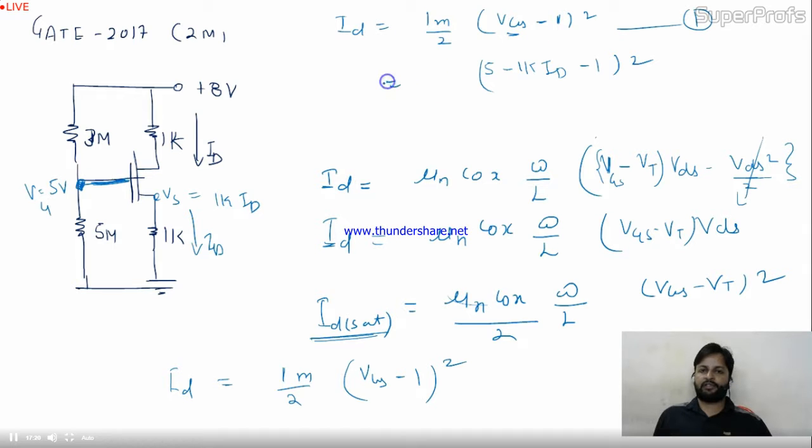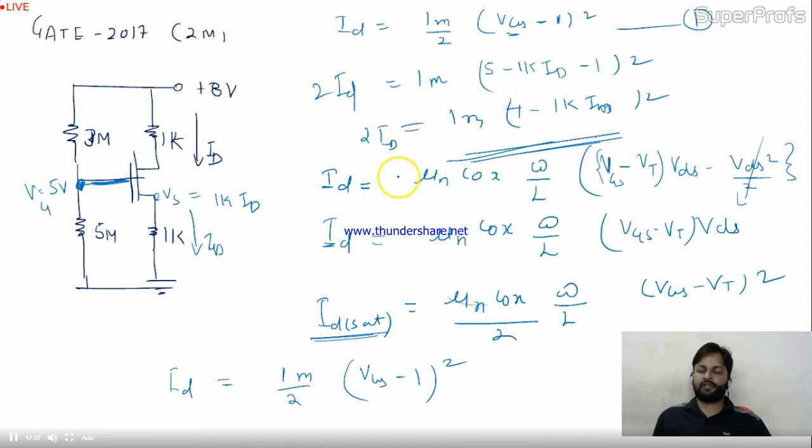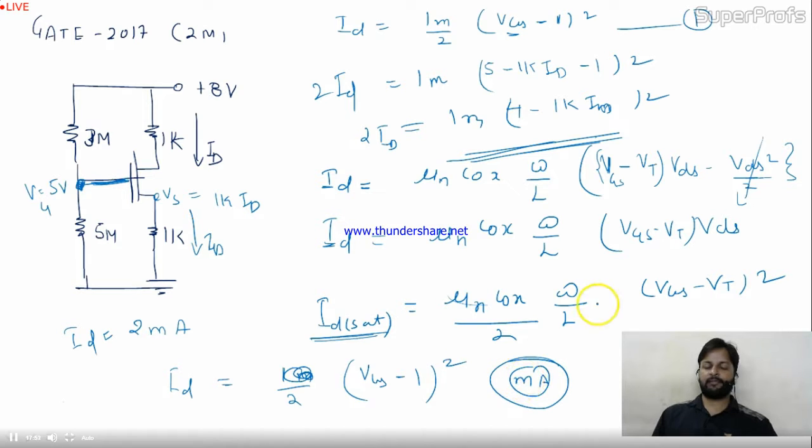I'm putting the value in this. This is ID. 2 I'll take over here, 1 milli. So 4 minus 1K ID square. Here 1 milli equal to 2 ID. So in this equation you remain with the ID only. When you calculate this ID, it will be 2 milliampere. You can keep this milli as it is because you need the value in milliampere. They're asking in milliampere only. So this is your circuit. When you solve this circuit, you will get ID equal to 2 milliampere. Is it okay? This is an easy question.